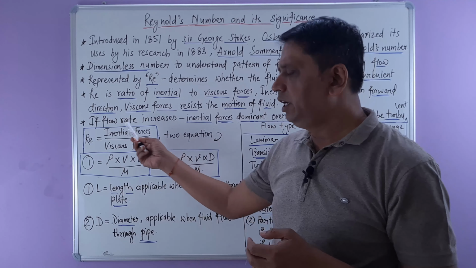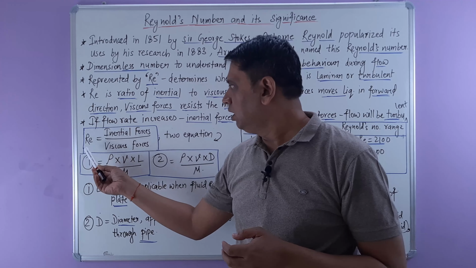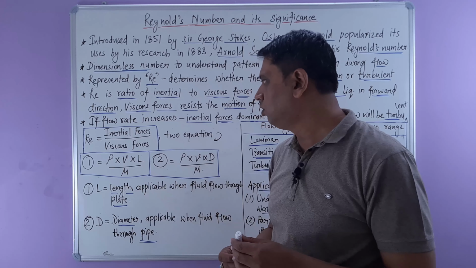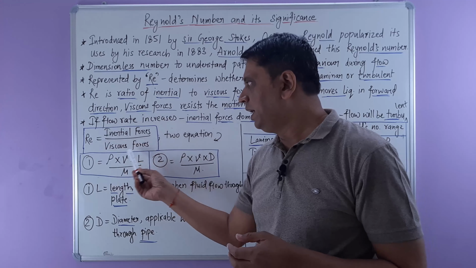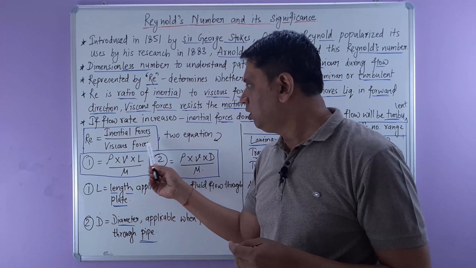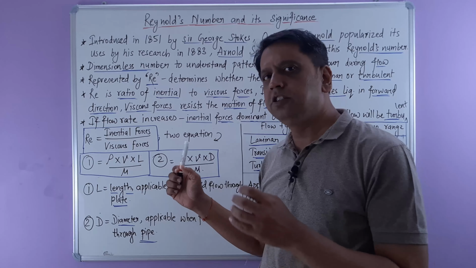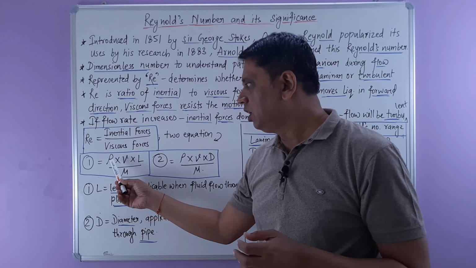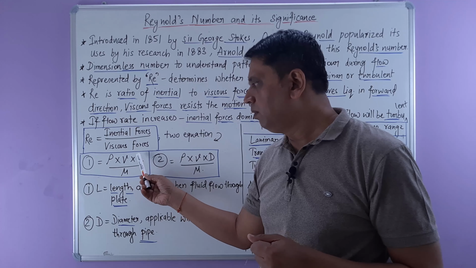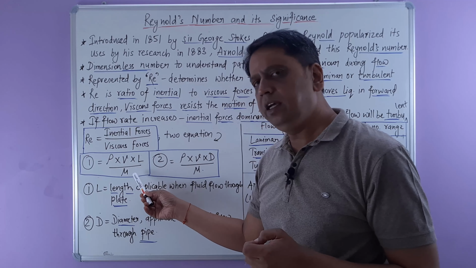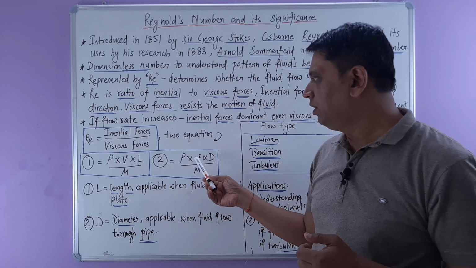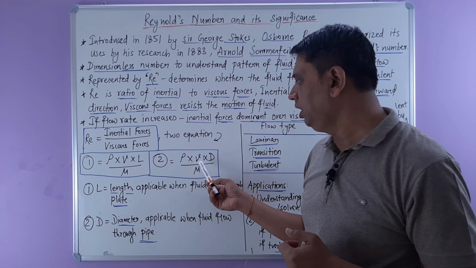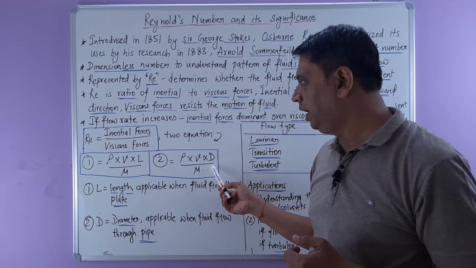Now, as we have already discussed, Reynolds number equals inertial forces divided by viscous forces. By this we have derived two different equations, and both equations are applicable. The first equation is rho multiplied by V multiplied by L divided by mu, and the other equation for the Reynolds number calculation is rho multiplied by V multiplied by D divided by mu.